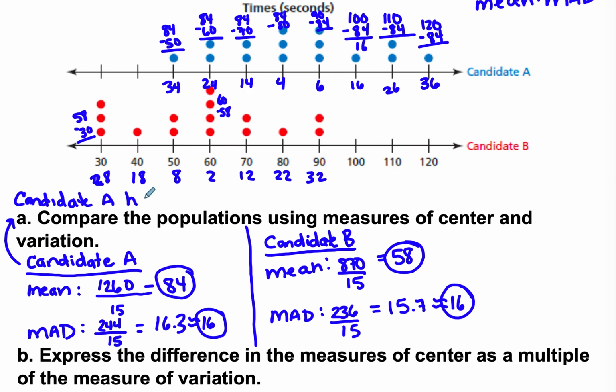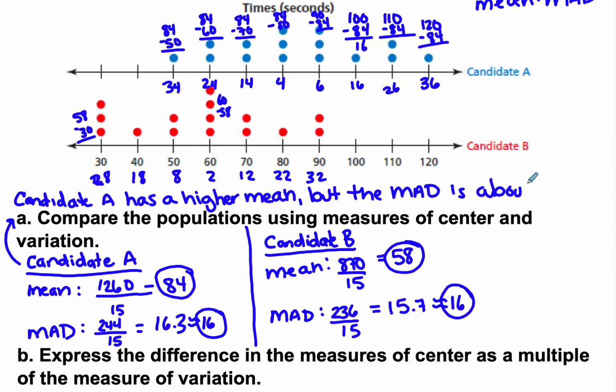Candidate A has a higher mean. But the MAD is about the same.